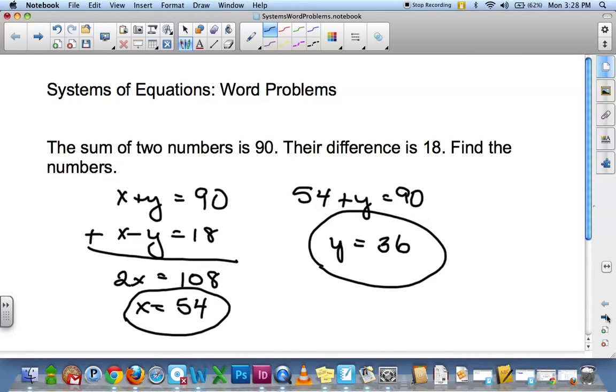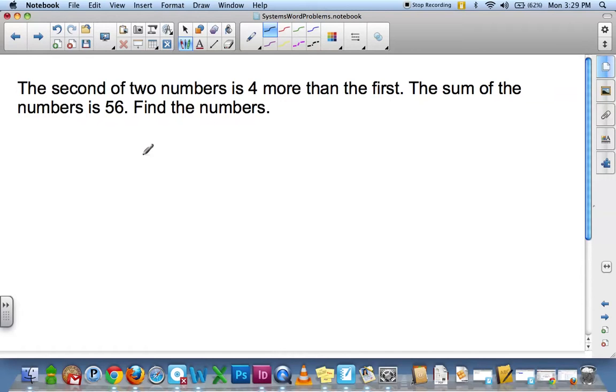So let's move on to the next one. It states that the second of 2 numbers is 4 more than the first. So again, let's just use our x and y. So I know the second one is equal to 4 more than the first. Then it states that the sum of 2 numbers is equal to 56. So here are my 2 equations. X plus 4 equals y, and x plus y equals 56.